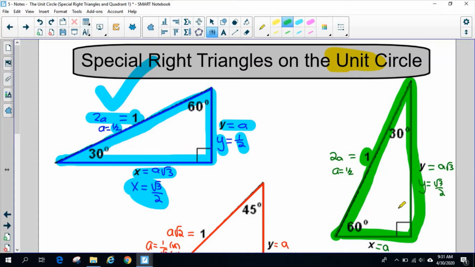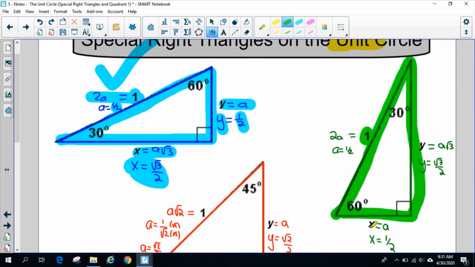Again, I would label this now so that for my 30, I would have a. Across from 60, I have a root 3. And across from the hypotenuse, I have 2a equals 1. And again, here's the math problem to solve. So if I divide by 2, I get a half. Similarly, across from the 30, I would get the value of a half. I don't change this because this is 1, but 30 is a half. And 60 now provides 1/2 a root 3, otherwise known as root 3 over 2. Again, mirroring the y-axis, mirroring the x-axis.